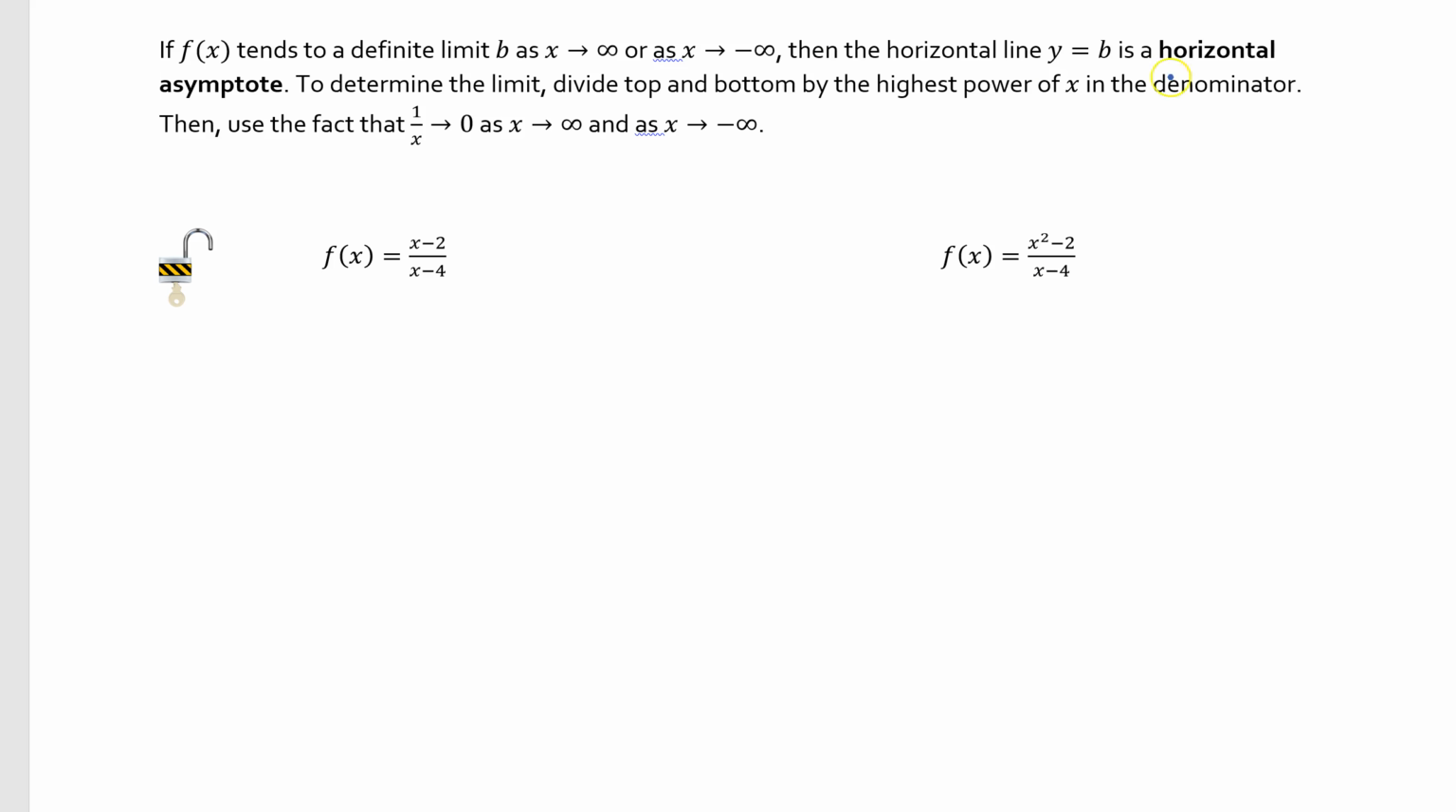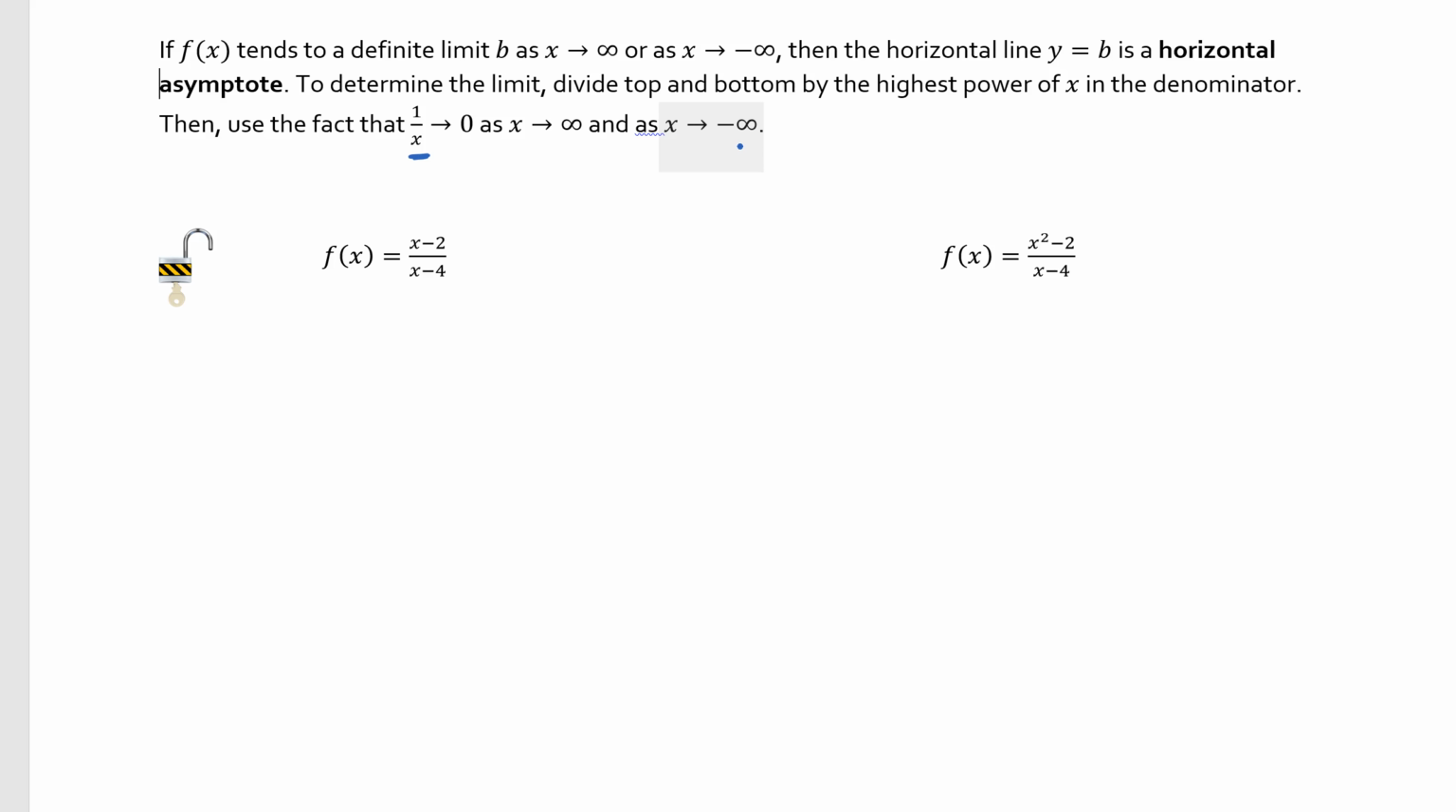So now we're going to talk about horizontal asymptotes, and again we'll talk mathematically and try to translate it in a moment. So if the function tends to a definite limit as x tends to either plus infinity or minus infinity, then the horizontal line y equals b is called a horizontal asymptote. And to determine the limit, if we divide top and bottom by the highest power of x in the denominator, then use the fact that 1 on x, or for that matter 1 on x squared, x cubed or whatever, tends to 0 as x approaches plus or minus infinity, we should be okay.